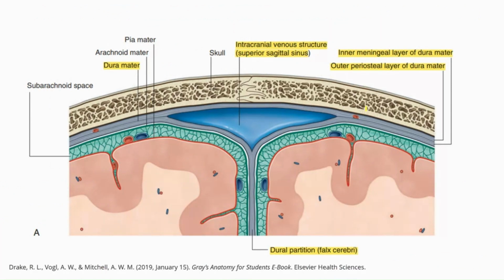Again, this is just a picture to show the dura mater. This is the periosteal layer that is adherent to the skull bone, and this is the meningeal layer that goes down to form the dural partition, and at the site of separation we will have the venous sinuses.